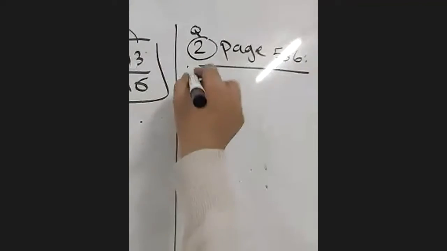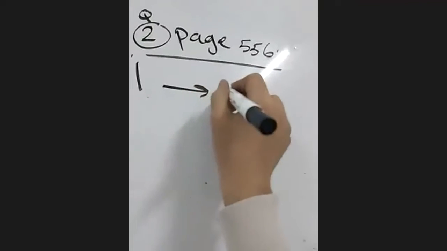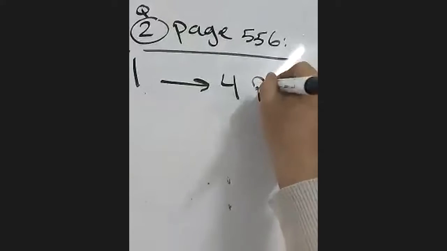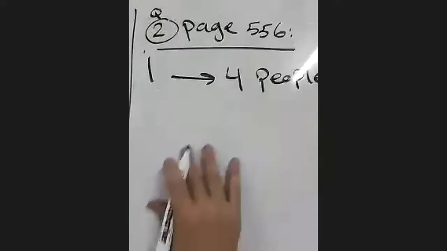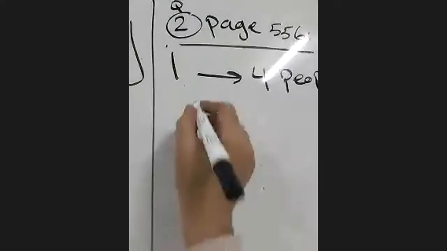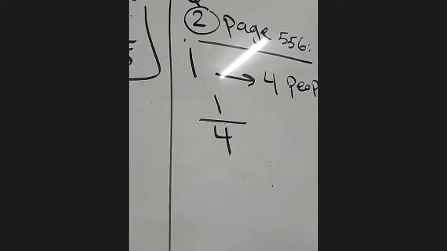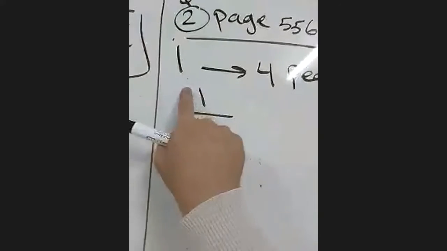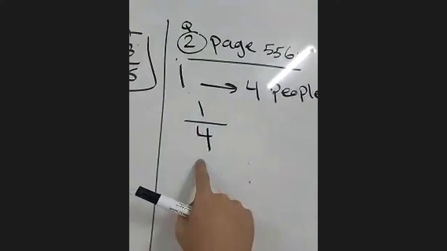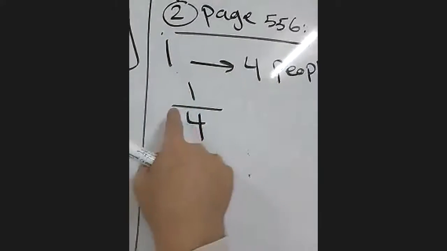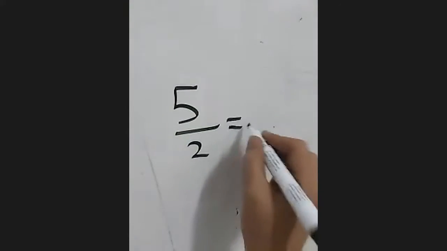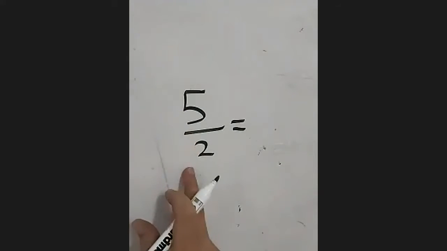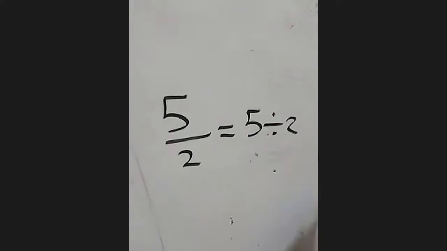Now, one big sandwich is divided into how much? Into 4 people. How do we write it as a fraction in division here? How do we write it as a fraction? 1/4. Good. This is the fraction. 1 is divided into 4. We said the fraction, it is a division. Like when I say 5/2 means 5 divided by 2. We write it as 5 divided by 2, okay?